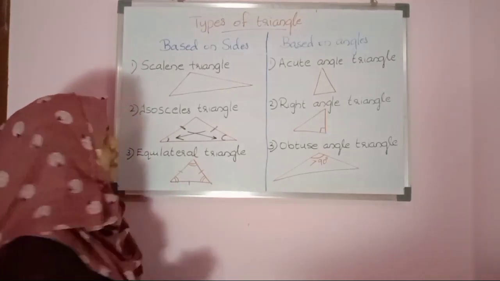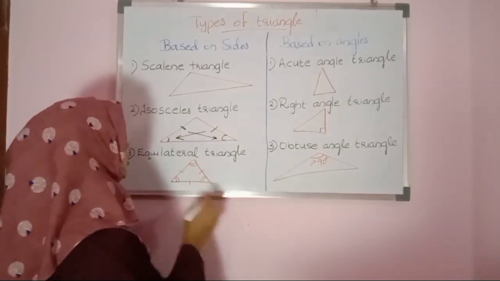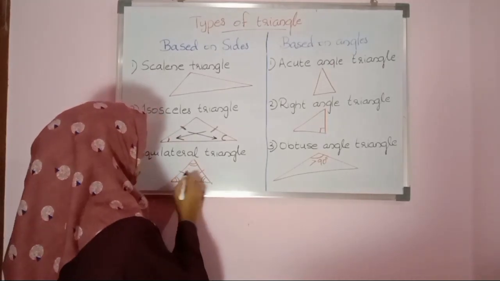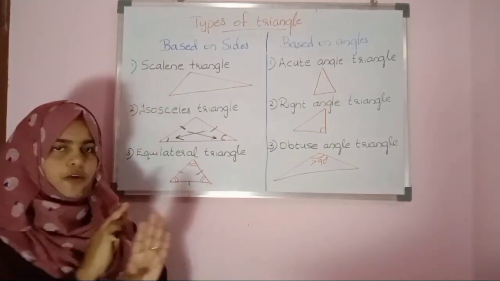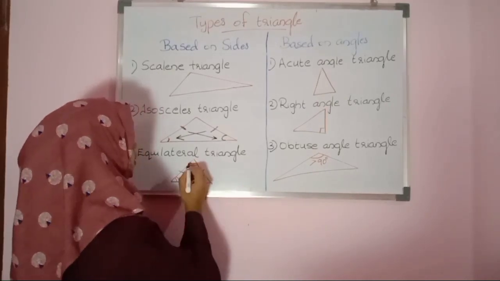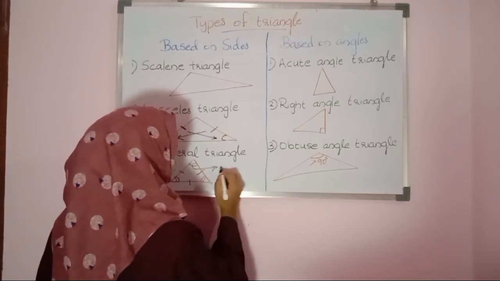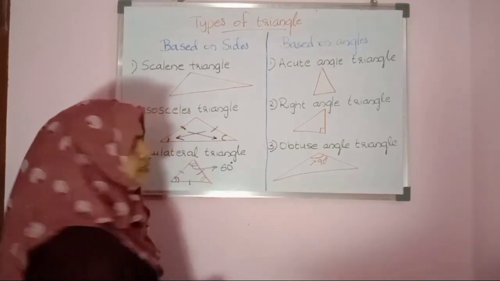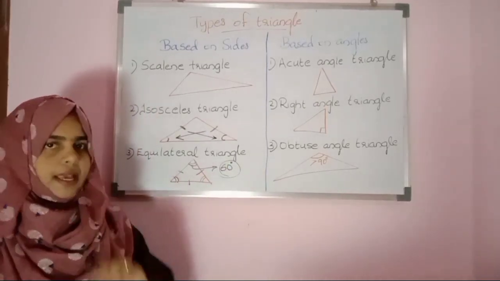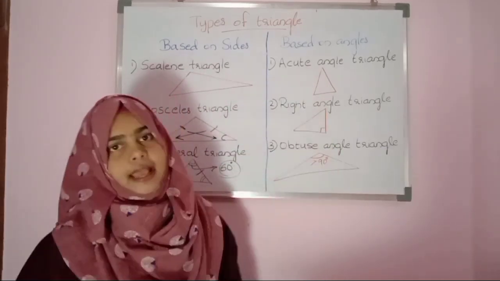Now the third type of triangle is the equilateral triangle. What? Equilateral triangle means equal sided. All the sides are equal. This side and this side are of the same length, and if they are the same, we know that the angles will also be the same. This angle measurement will be 60 degrees. All the angles will be what? 60 degrees.